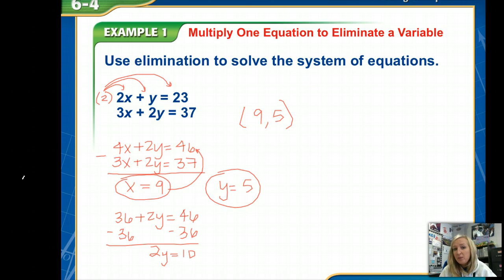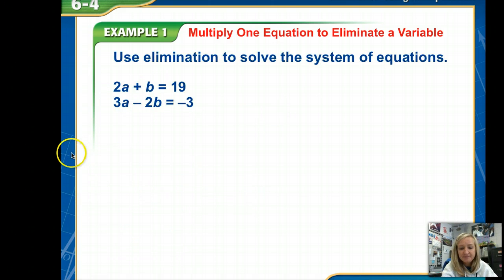Again, the only thing that we are changing or adding to this lesson is the fact that we are going to have to set up a multiplier in order to use elimination to solve for x and y. So let's try another example.